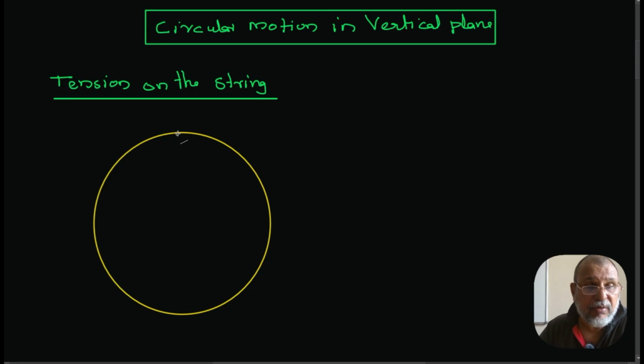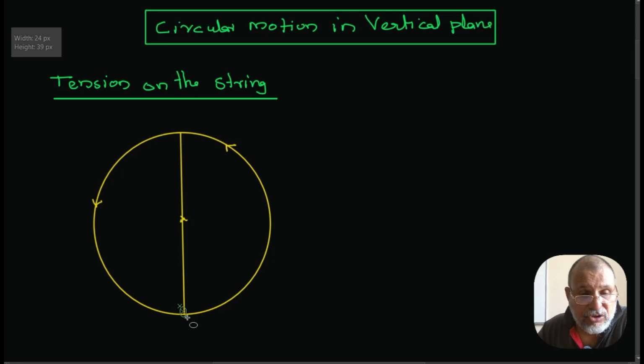So here we have the circular path. Here we have the vertical diameter. Let us assume that the body is moving in the anti-clockwise direction over the circular path. Let us mark the center approximately. Now, let's assume that this is the lowest point, so the body is here. This is the highest point when the body is here. The mass of the body we can write as m. We can name this point A, and this point B.